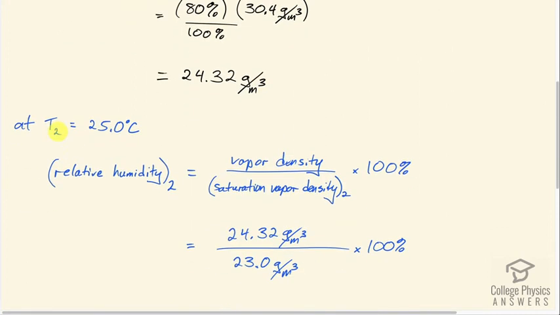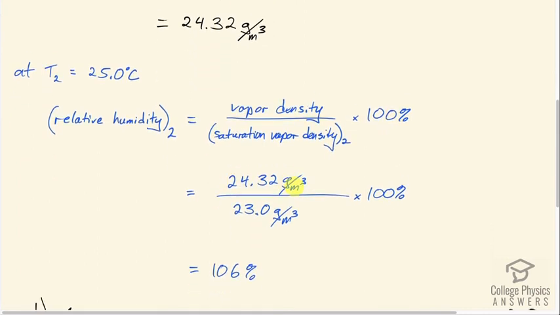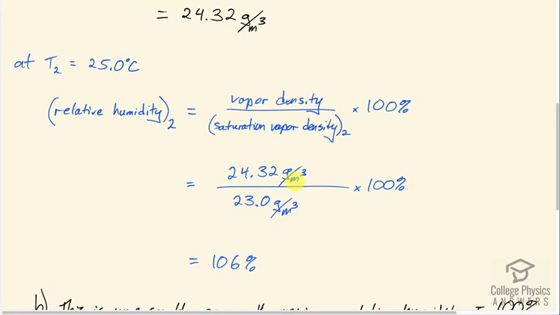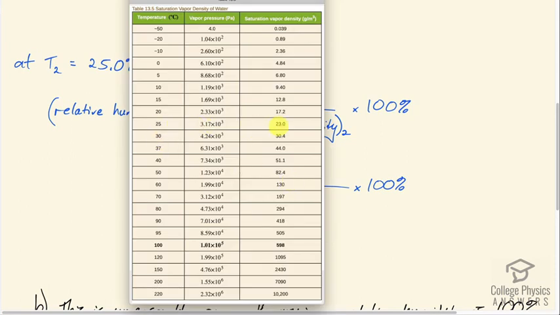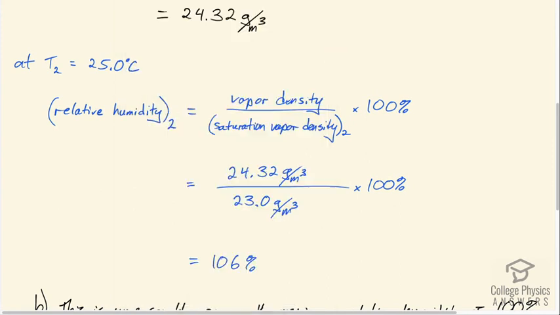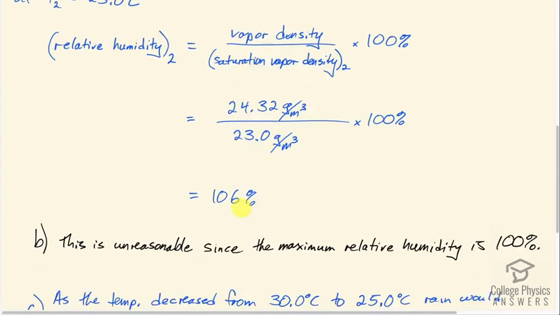Now at temperature 2, which is 25 degrees Celsius, the relative humidity then will be that same vapor density, we assume, divided by the saturation vapor density at 25 degrees Celsius times 100%. So we have 24.32 grams per cubic meter divided by 23.0 grams per cubic meter, since that's the saturation vapor density at 25 degrees Celsius, times 100%, which is 106%.